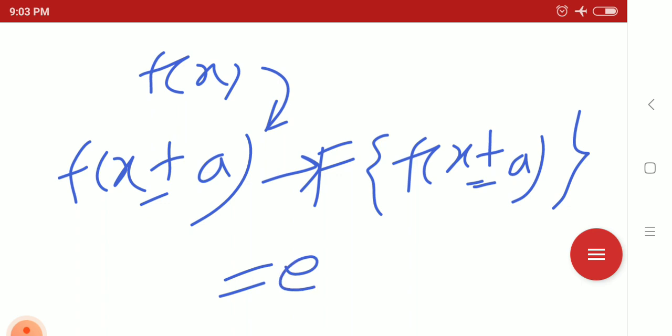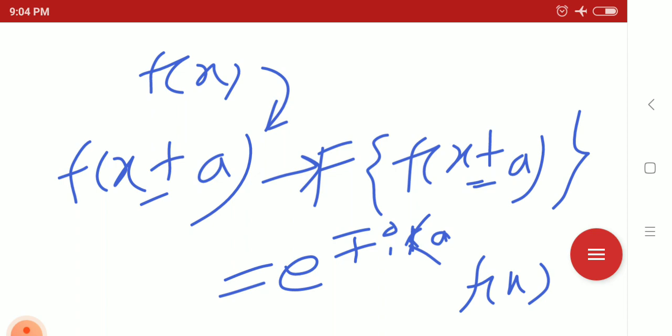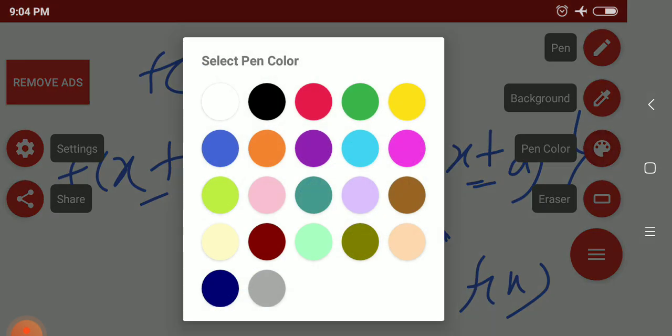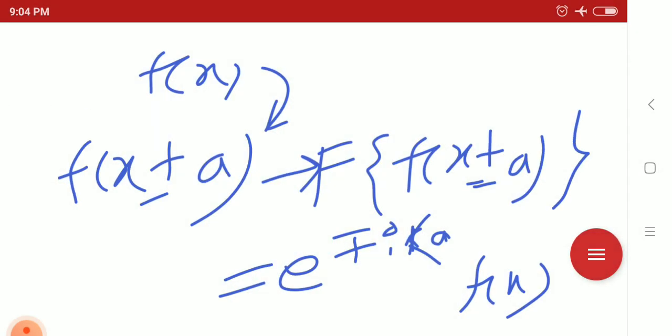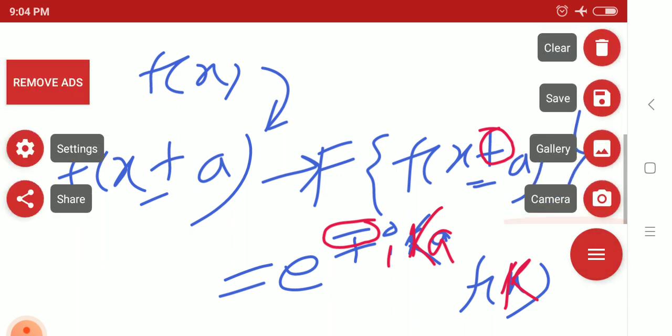It will be e to the power minus or plus iota k a times f of k. Remember it, not plus minus, but minus plus. If we do the Fourier transformation of f of x plus a, we will get e to the power minus iota k a f of k. And if we do the Fourier transformation of f of x minus a, we will get e to the power plus iota k a f of k. So that's the shifting property.